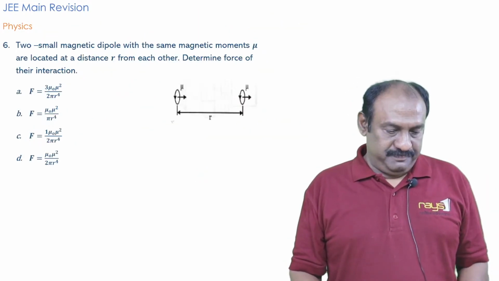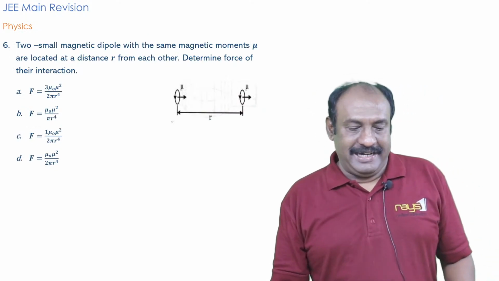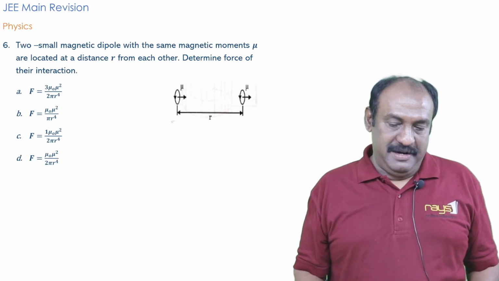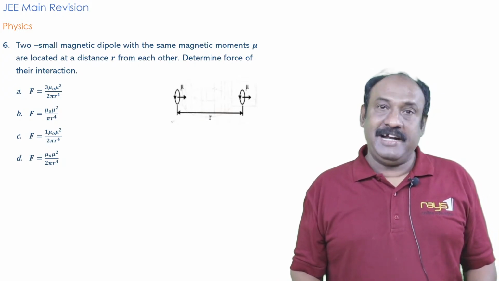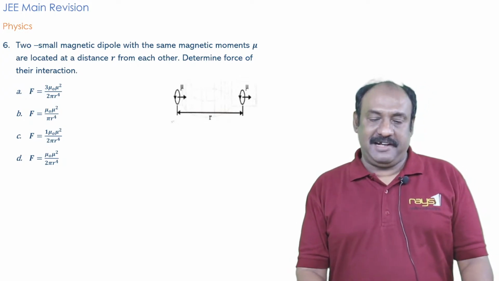Okay, right. Question number 6. Two small magnetic dipoles with the same magnetic moments mu are located at a distance r from each other. Determine the force of their interaction.